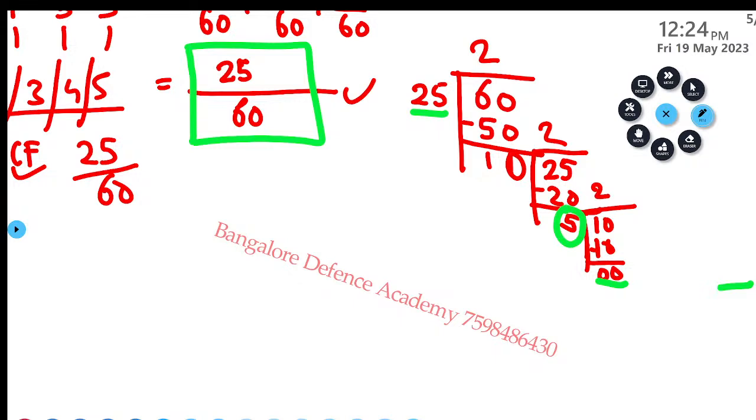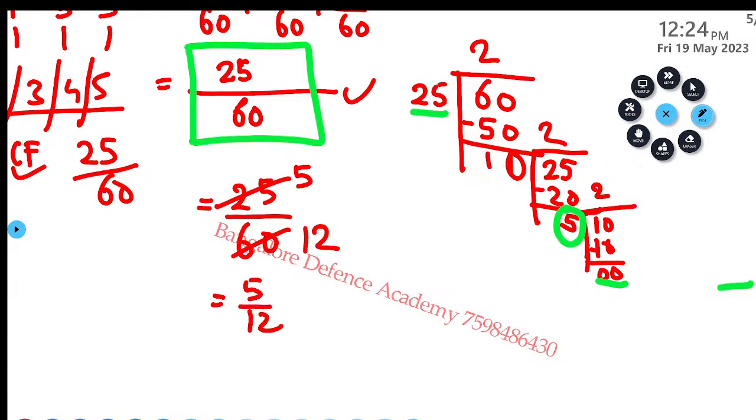So what does it mean? You have the number 25 and you have the number 60, so you have to divide both by 5. Now 5 fives are 25, and here this is 12. So what is the final answer you get? The final answer is 5 by 12. Sometimes in your options this will be the answer, 5 by 12. I hope you understood it.